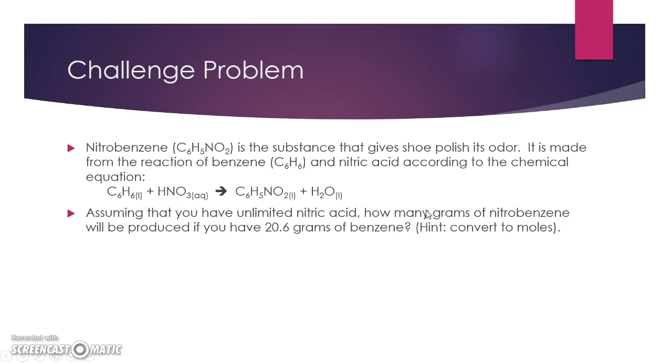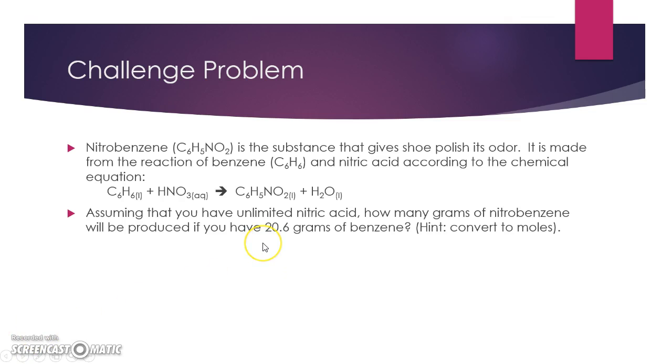Now, it's telling you that, assuming that you have as much nitric acid as you want, how many grams of nitrobenzene will be produced if you have 20.6 grams of benzene? Now, hint, convert to moles. Because remember, you can't just convert straight to grams, but you can convert moles to moles. So I'm going to pause it and see if you got the right answer.